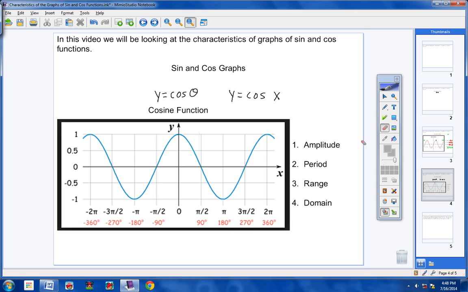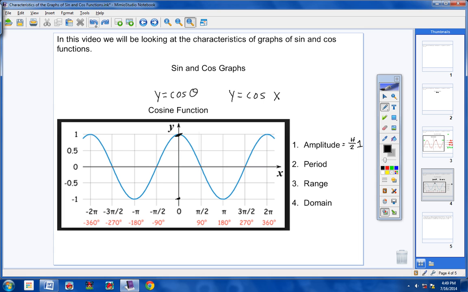Okay, so let's first of all take a look at the amplitude. Well, the amplitude of a normal y equals cosine x function is going to be 1, because remember, you take the total height, which is 2. The total height from here all the way down to here is 2. From here to here is 1, and from here to here is negative 1. So the total height is 2. 2 divided by 2 is 1. Or you could just go to the middle of the graph and go from the middle up, or from the middle down, and you'll see you get 1. So the amplitude is 1.